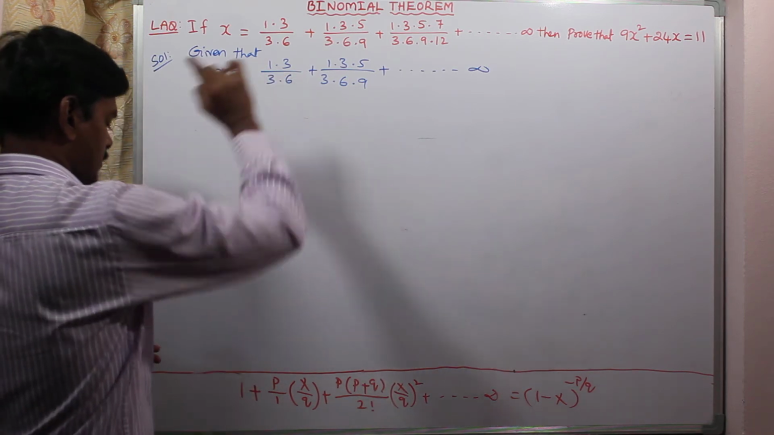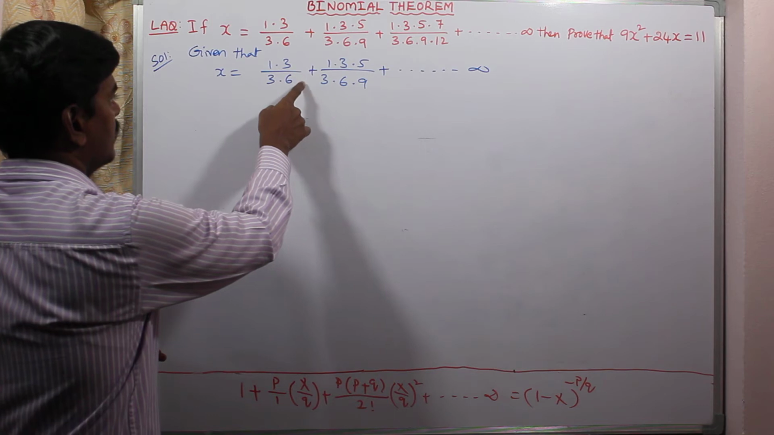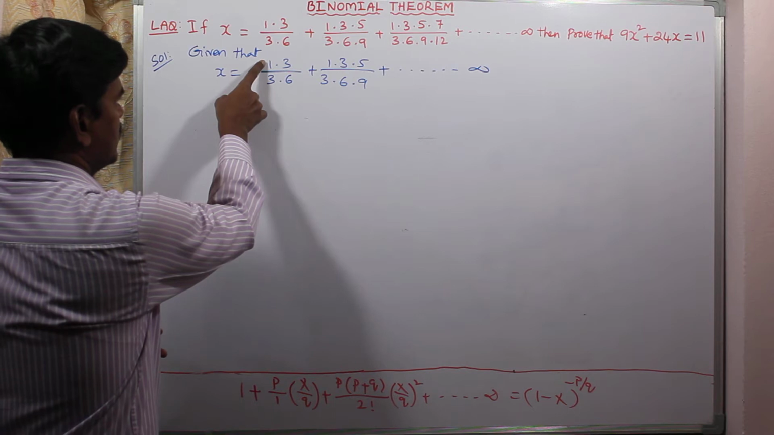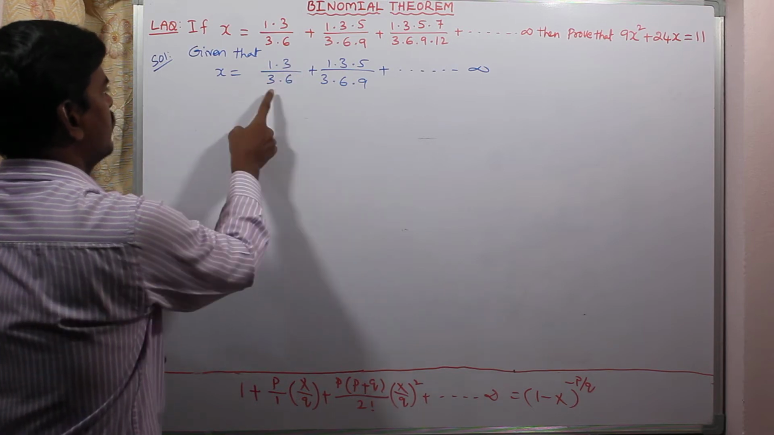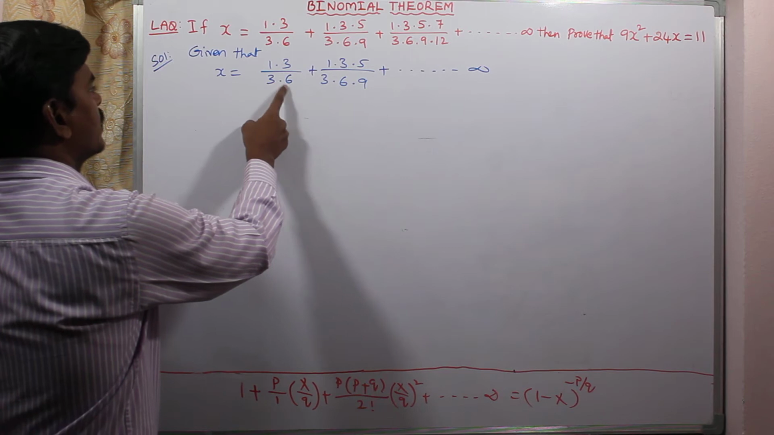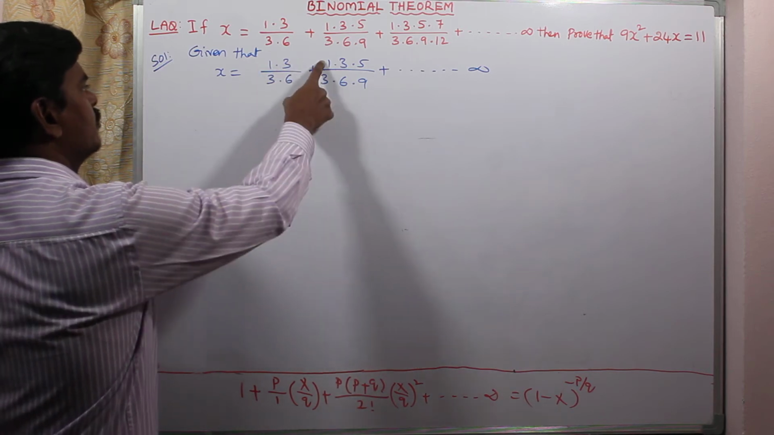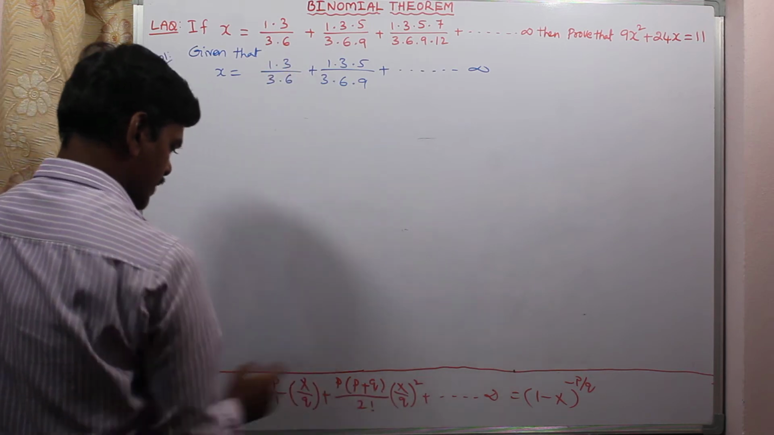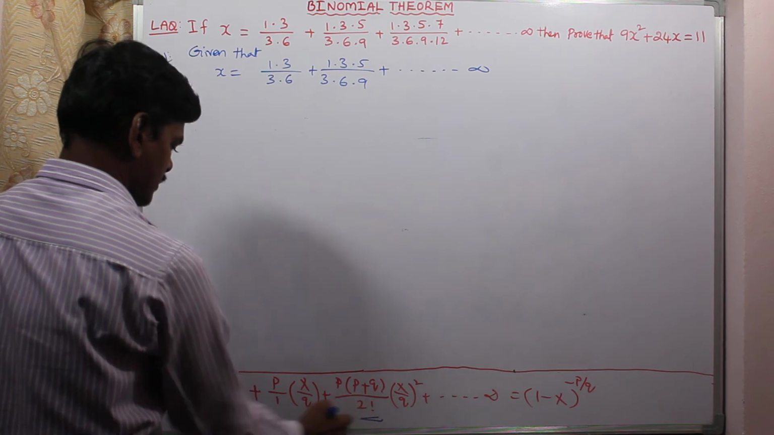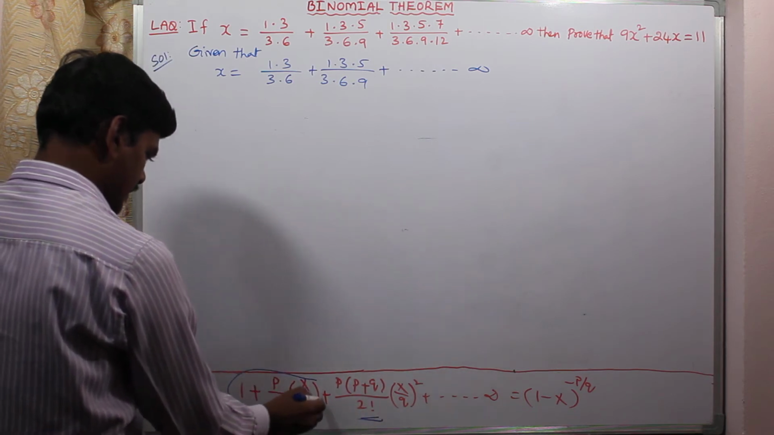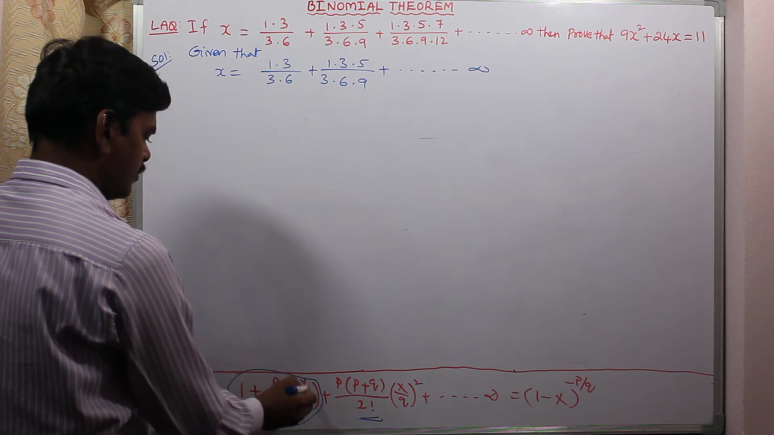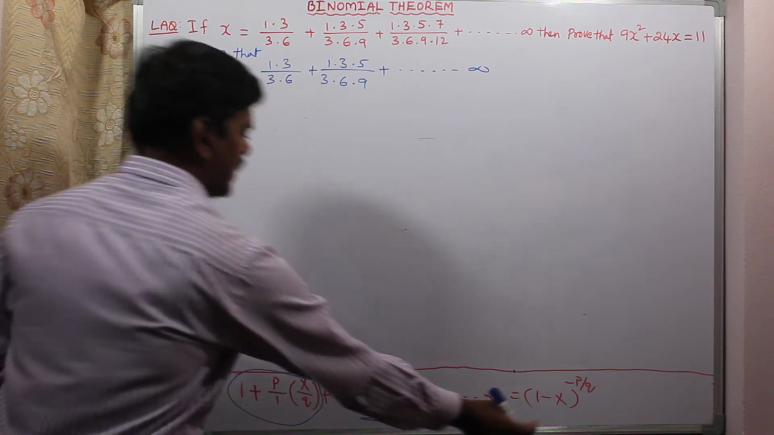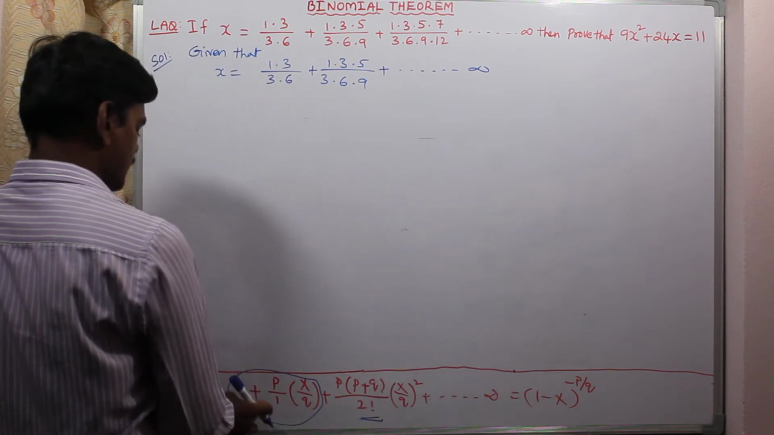If I compare this infinite series with this formula, the given series has started with p into p plus q by 2 factorial into X by q whole square. It started with this term. That means the first two terms are missing here. 1 plus p by 1 into X by q is missing. So before we write this binomial, we have to create these two terms.